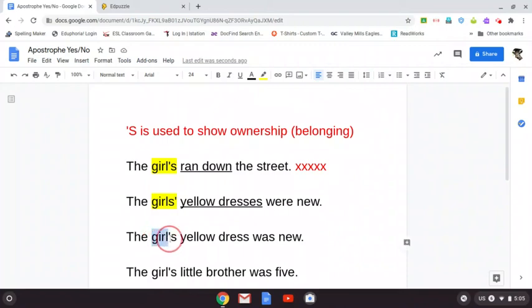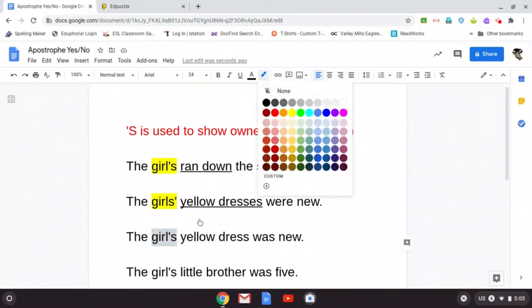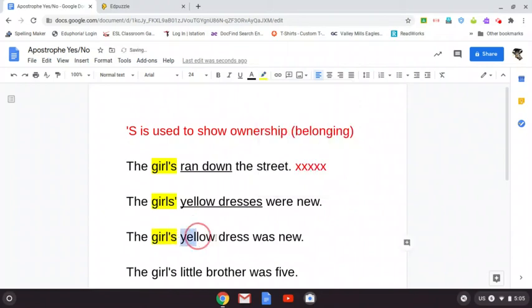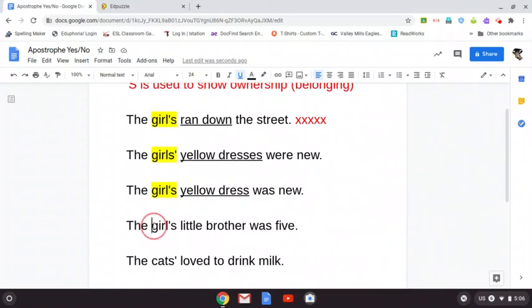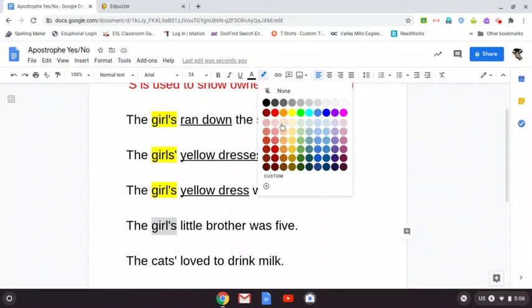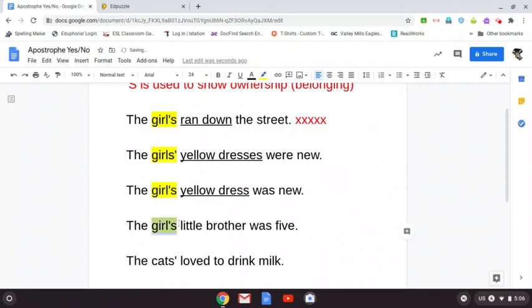Same thing here. Let's look at this one. So this is where the apostrophe is. I'm going to look at the couple of words next to it. Yellow dress. Does the yellow dress belong to the girl? Yes, it does. So that is correct. All right, let's look at the next one. Here's another apostrophe S. I'm going to look at a couple of words next to it. Little brother. Does the little brother belong in some way to the girl? Yes, it does. So that is correct.